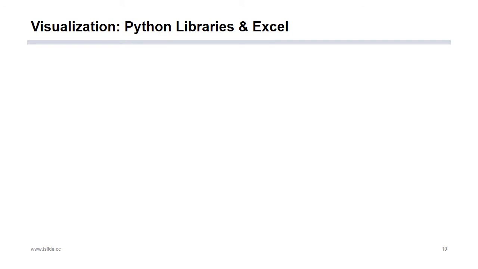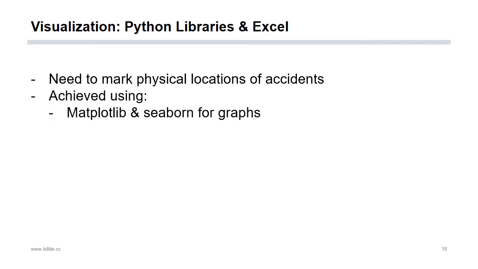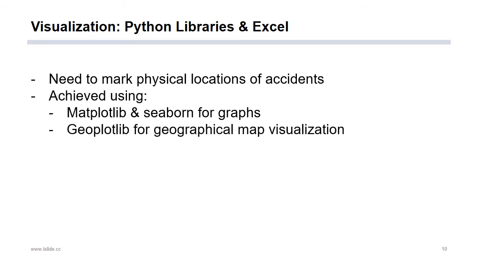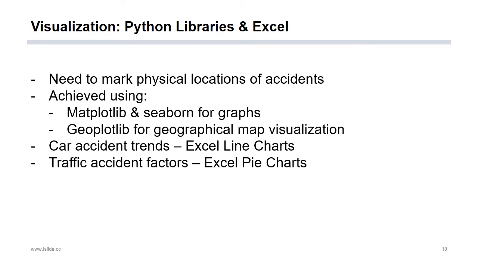For visualization, the most important aspect was marking the physical location of the accidents on a geographical map. This was done using Matplotlib and Seaborn for graphs, and another library used to visualize geographical maps. Lastly, we used line and pie charts to perform multidimensional views of accident trends and various factors that cause them.